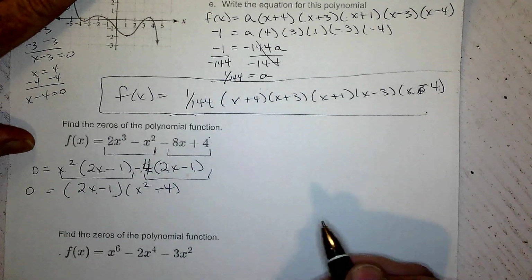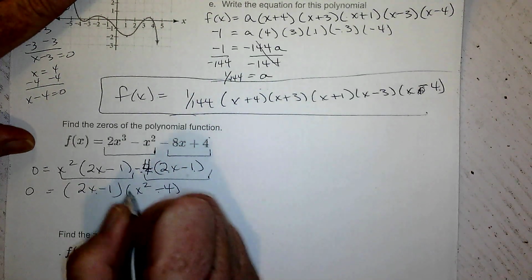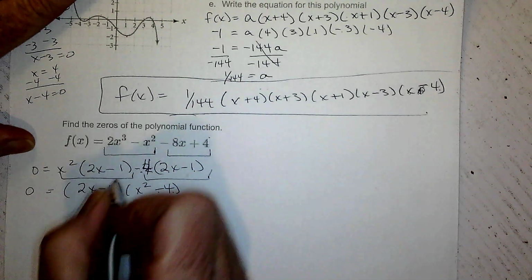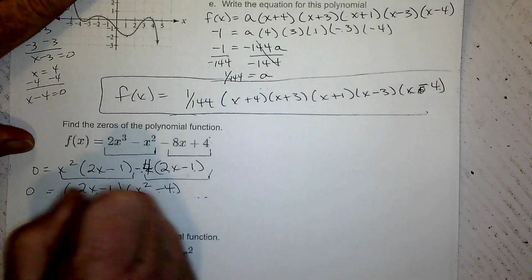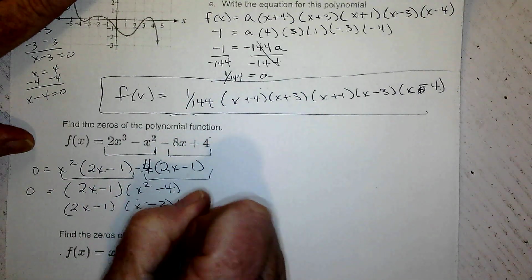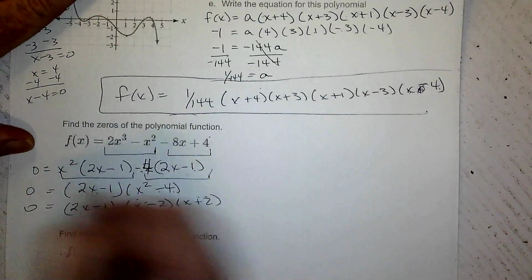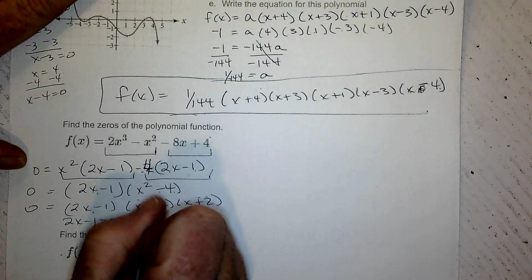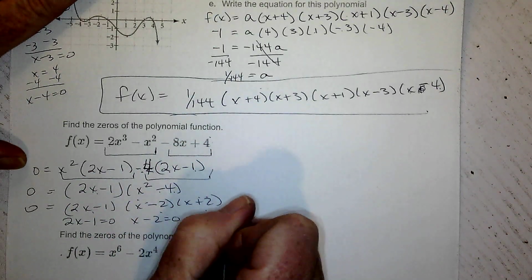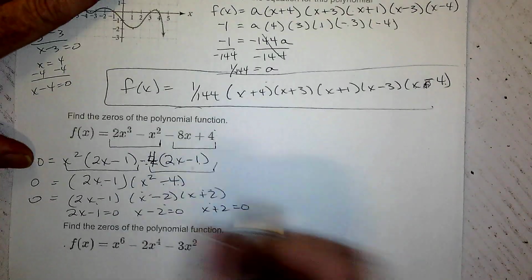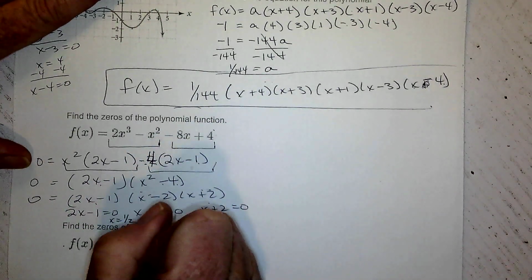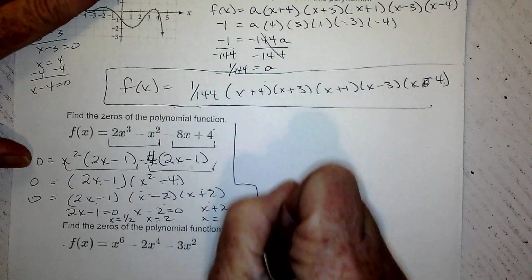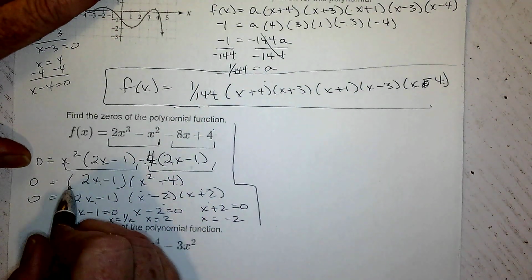Take each of these terms and set them equal to 0, or you could see that this is the difference of two squares, and you could factor it into two parentheses as well. So if you did that, you'd have 2x minus 1, x minus 2, x plus 2. You would set each of these equal to 0 and solve for x. So x is equal to 1/2, x is equal to 2, and x is equal to negative 2.